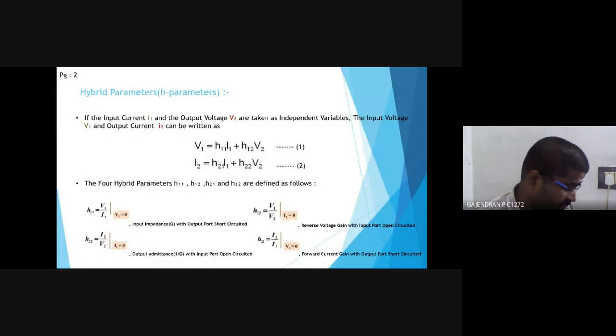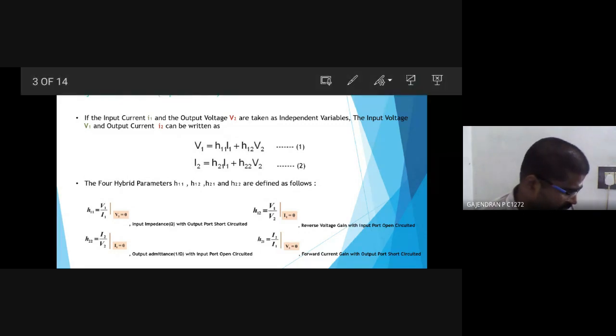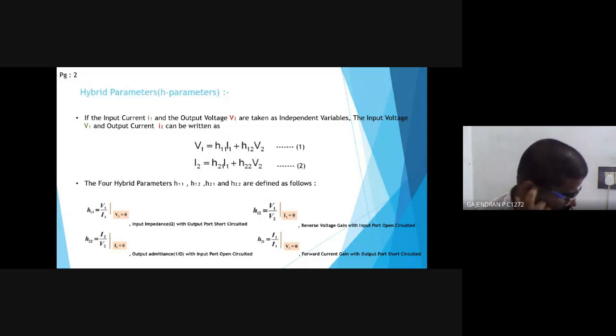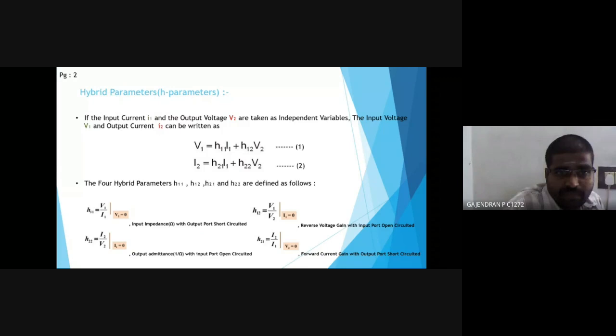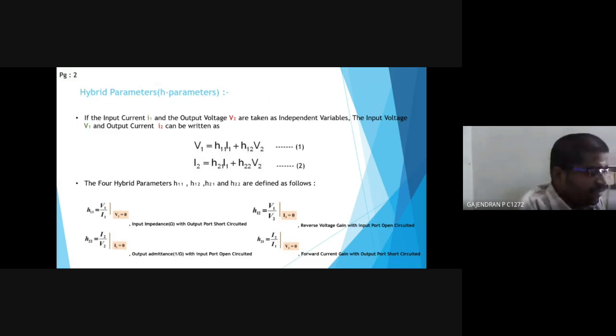it has a condition. If the input current I1 and the output voltage V2 are taken as independent variables, the input voltage V1 or the output current I2 can be written as follows. When I1 and V2 are independent variables which don't depend on anything, we can attain an equation like this for V1 input voltage, then I2 for output. As you can see, I mentioned the V1 input voltage as first equation and output current as second equation. And to attain the hybrid parameters, we need to make some alterations in the above equations 1 and 2.